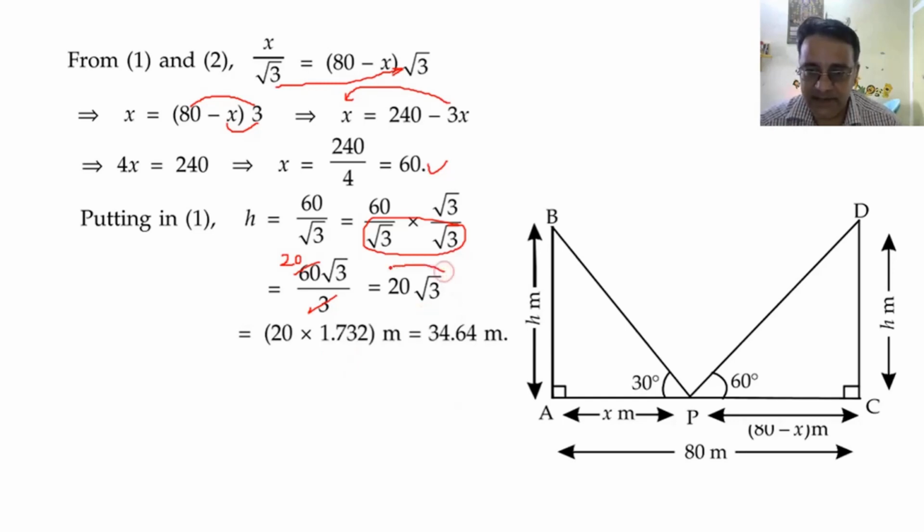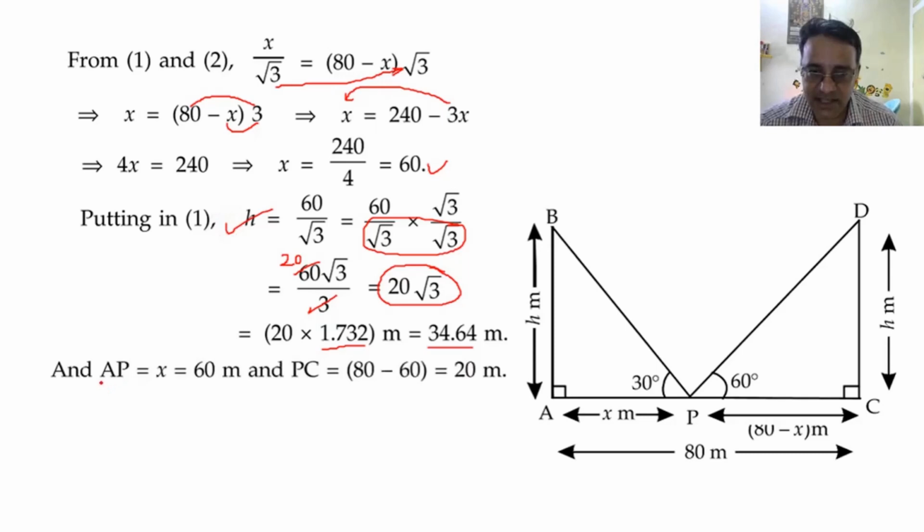Actually, the answer is given on the back side, but I suggest you substitute the value of root 3, that is equal to 1.732. So if you multiply with 20, we'll get 34.64 meter. Okay, now the height we got.